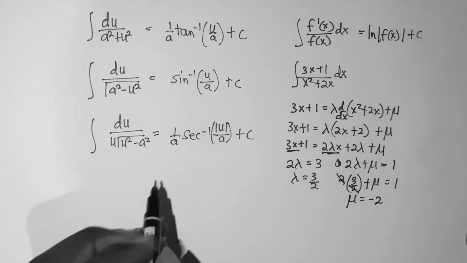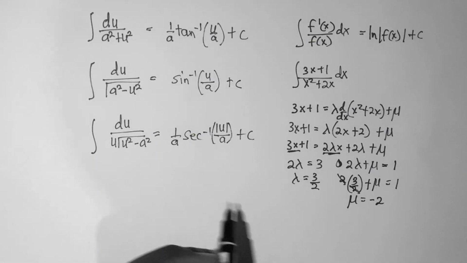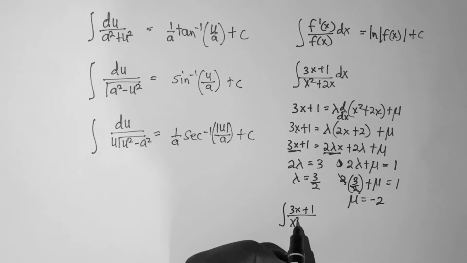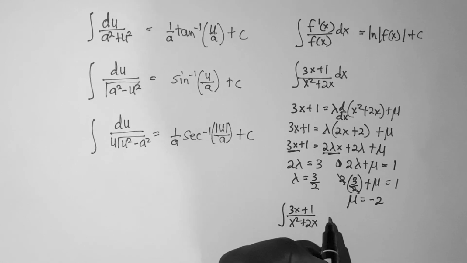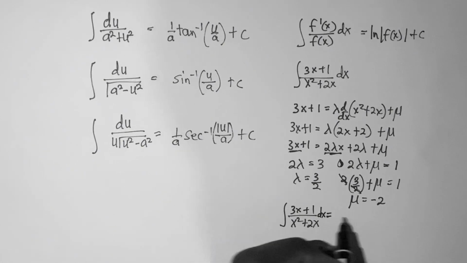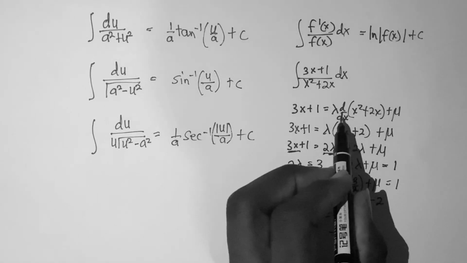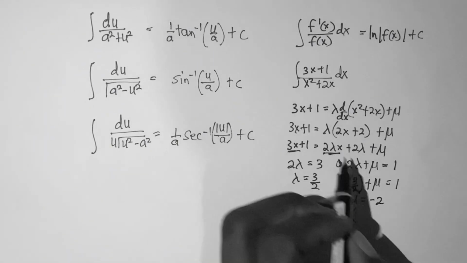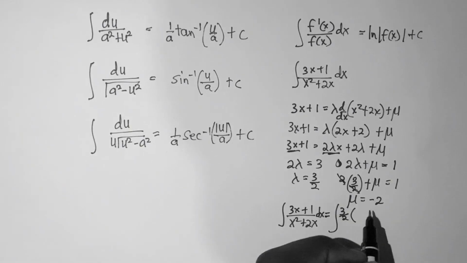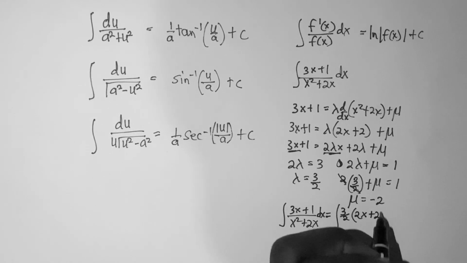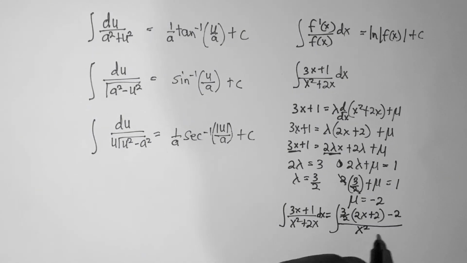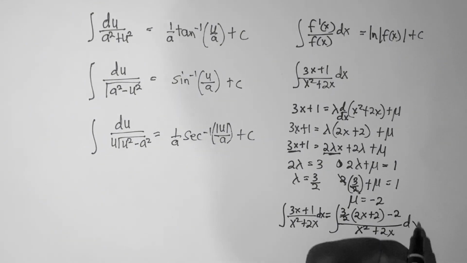So what it means is that this integral, which is the integral of 3x plus 1 divided by x squared plus 2x, can be written as the integral of, we said lambda is 3 over 2, so 3 over 2 times the derivative of the denominator, and when we did the derivative, we got 2x plus 2, and then plus mu, but mu is minus 2, so minus 2, all of this divided by the denominator, which is x squared plus 2x dx.